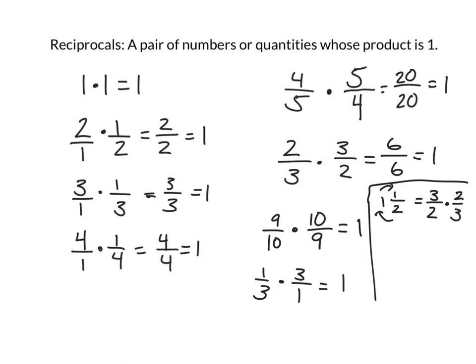Notice how we already found the reciprocal of 2 over 3 to be 3 over 2, and it works the other way. The reciprocal of 3 over 2 is 2 over 3. So those are reciprocals of each other. If you have 2/3, the reciprocal is 3 over 2. If you have 3 over 2, the reciprocal is 2 over 3. So a reciprocal is a pair of numbers or quantities whose product is 1. And if we have it in fraction form, we just flip it. The numerator becomes the denominator, and the denominator becomes the numerator for our reciprocal.